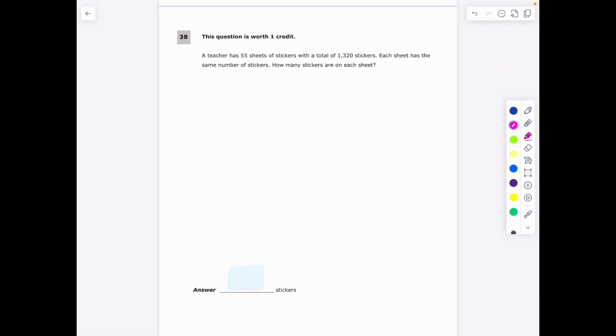And this is the very last of the 1 point. A teacher has 55 sheets of stickers and 1,320 stickers. So this feels like a division problem. Each sheet has the same number of stickers. How many stickers on each sheet? So the answer for this is 24. So this is absolutely a division problem.